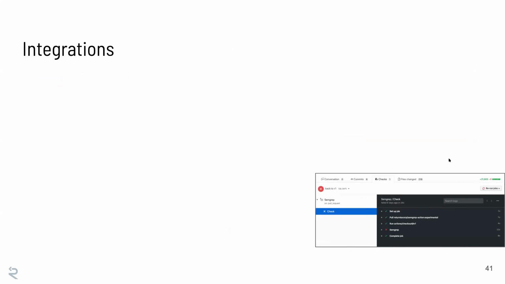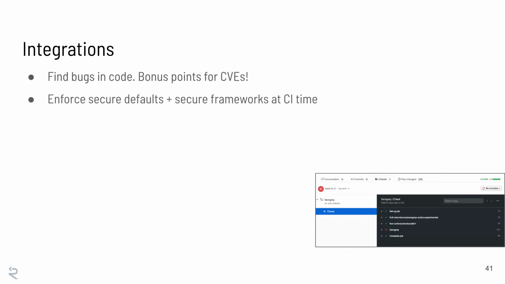In terms of integrations, one of the things that obviously you'd want to do this for is finding bugs in code, bonus points for CVEs. Looks like my animations got a little screwed up here, so you're getting a sneak preview. You might want to enforce secure defaults. So if at our company there's a way that people ought to open files, and it's this secure open function that we've created. Or secure frameworks, like, hey, anybody writing this app ought to be importing our special logging library, which handles a lot of issues. It's easy to do that.